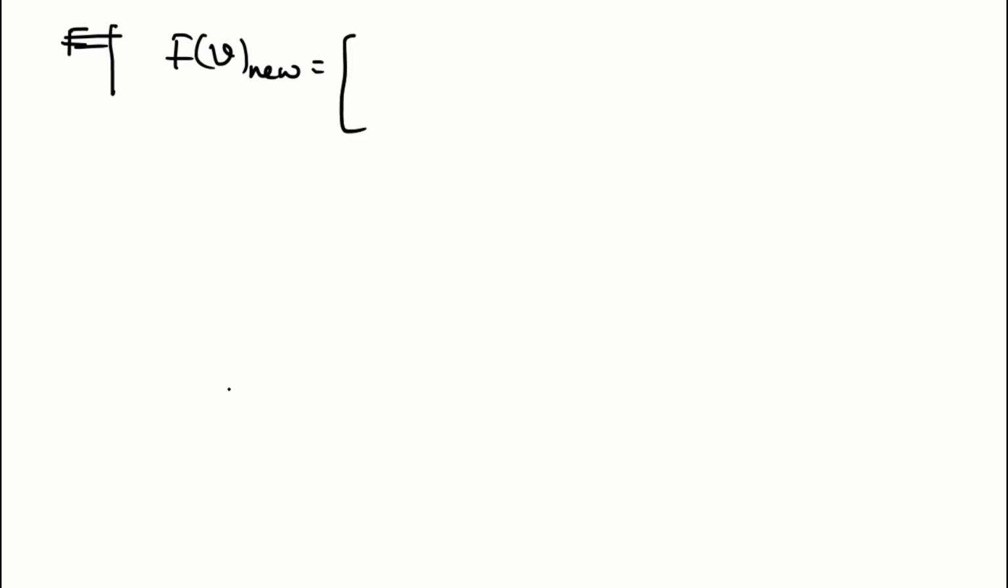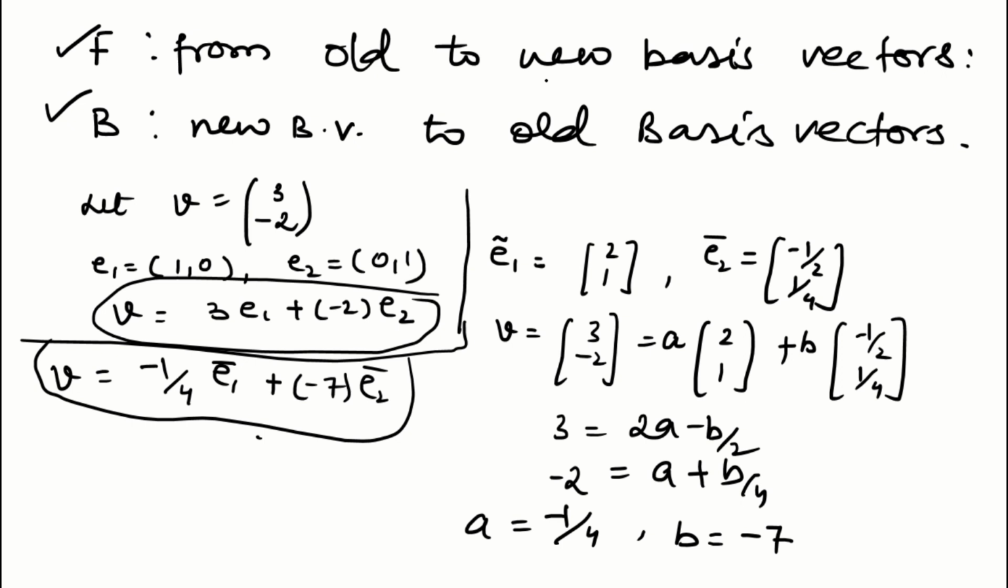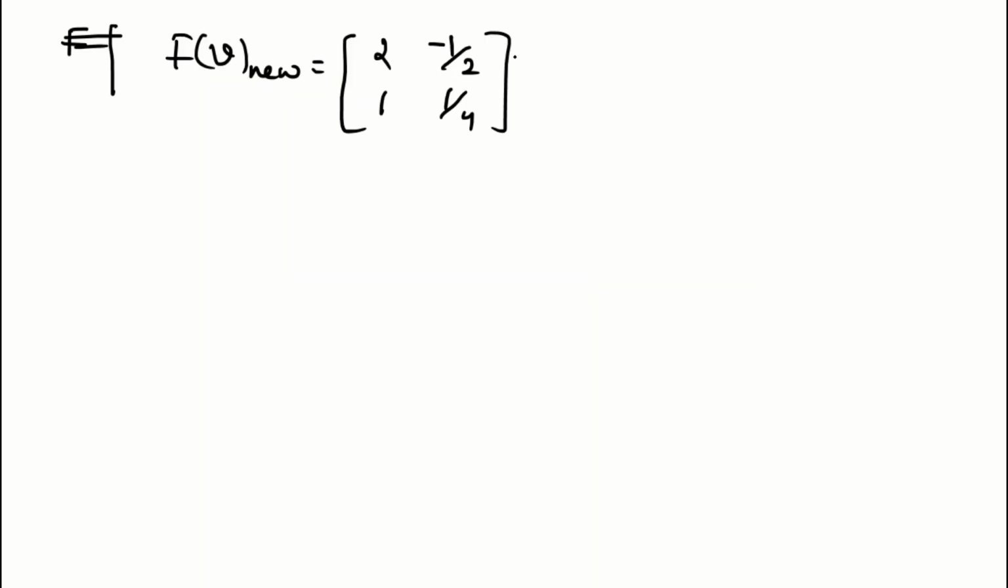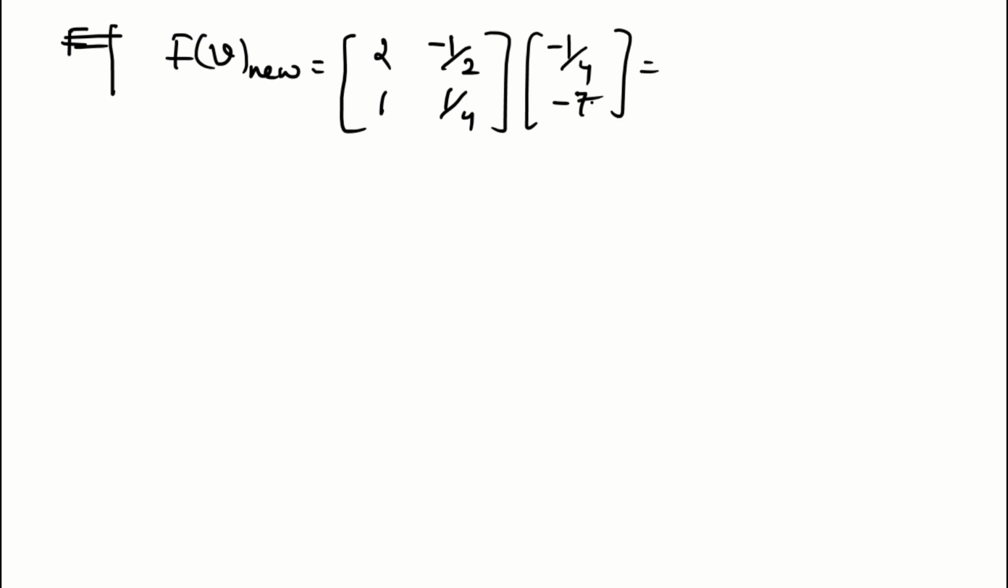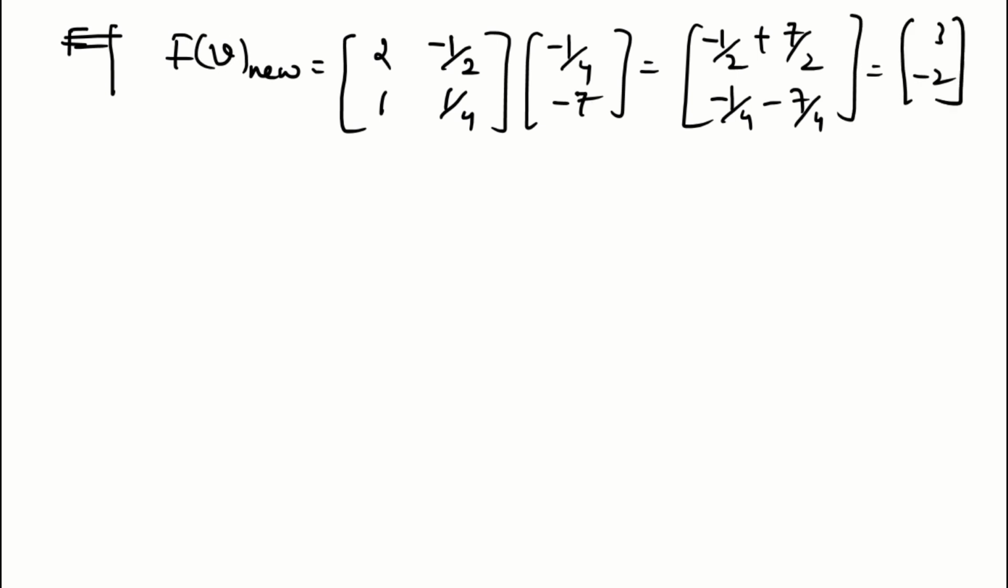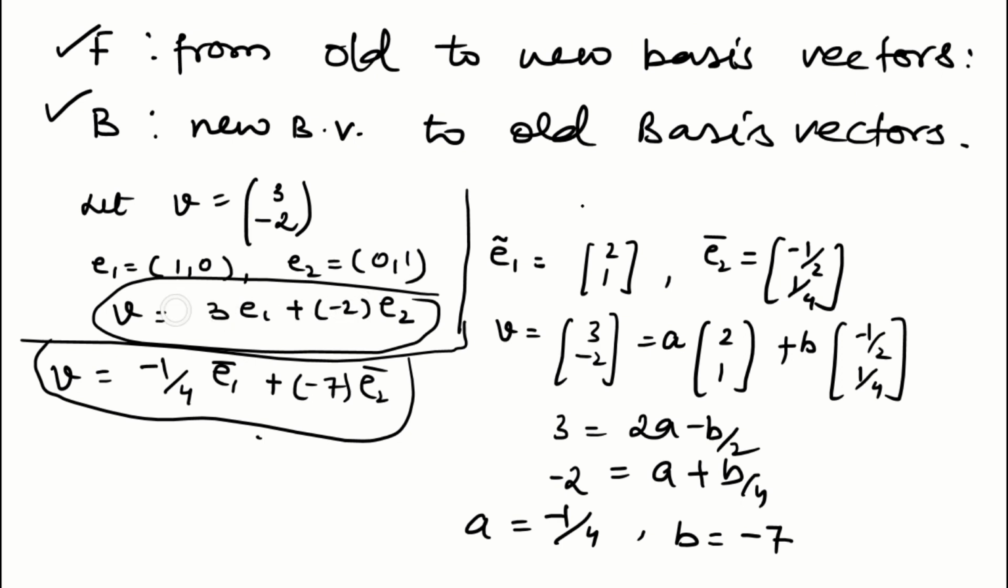So what is F? F is the matrix of forward transformation. So this one is F, and the new coordinate of V is minus 1 by 4 and minus 7, right? So let's multiply it. 2 times minus 1 by 4 will be minus 1 by 2, and minus 1 by 2 times minus 7 gives 7 by 2. So it will give you 3, and this is minus 1 by 4 minus 7 by 4, so minus 8 by 4, that means minus 2. So this is 3 and minus 2, and 3 and minus 2 are the old components.